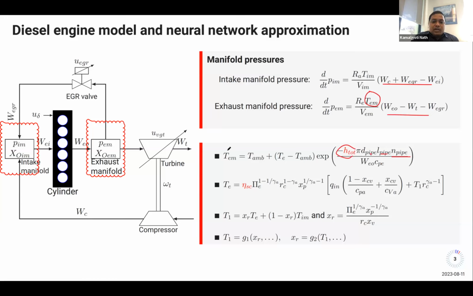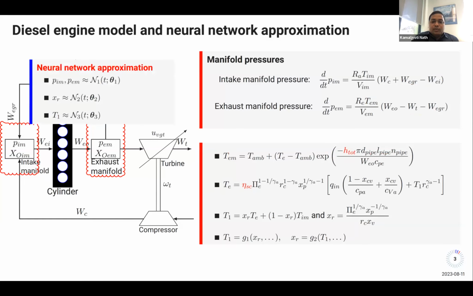So the nomenclature: all T are temperature and P are pressure. W is the flow. And then this is TEM, the temperature at different points in the engine, and this is a non-ideal gas constant actually. So there are other equations, I'm not keeping those other equations.